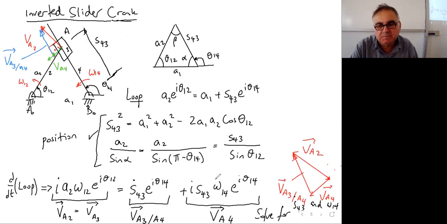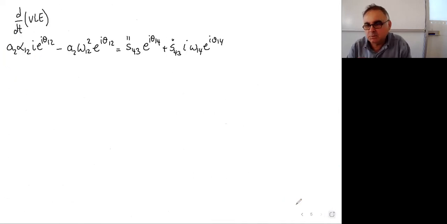If we go to the previous equation, we took the derivative of this now. We first take the derivative with respect to S43. And we took the derivative of this with respect to theta 1,4. We got one term. Now, here, you can take the derivative of this with respect to S43, the second one, from which you will get the same thing, S43 dot I omega 1,4 e to the I theta 1,4.